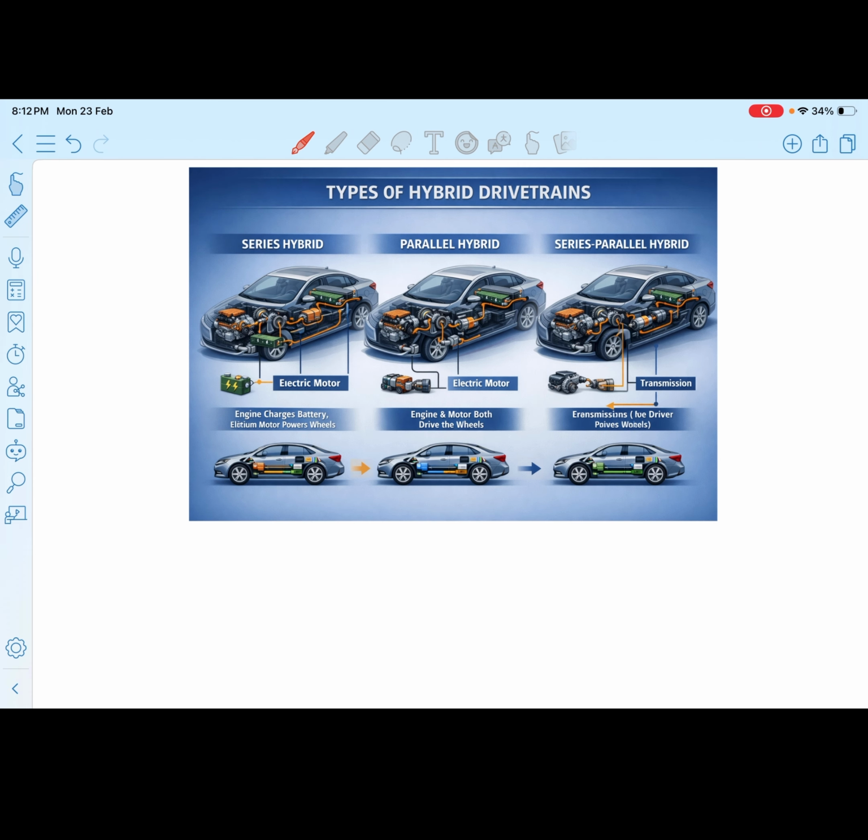As you see in the video, we have three types of hybrid vehicle architecture: series, parallel, and series parallel hybrid vehicles. The series hybrid is also called a range extender, short for REX. But what happens in a series vehicle, or what makes a series hybrid vehicle?